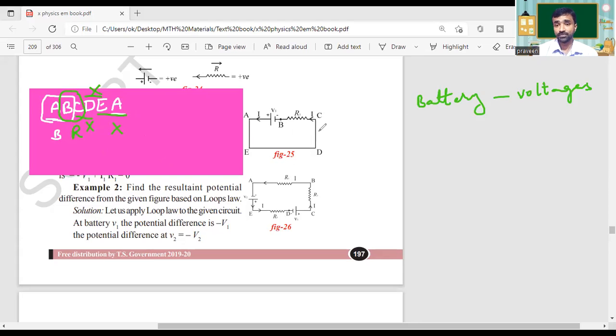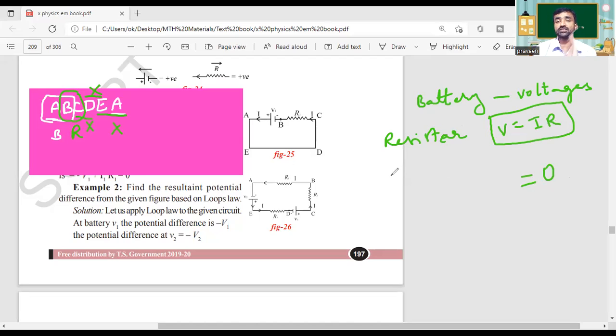But in case of a resistor, how do you find the voltage? Here we take the product of the current in that branch and the resistance of the given component. So V equal to IR. Within the loop, the sum of the voltages must be zero. So I applied that, then I need to calculate the sum. A to B, I have a battery, moving from positive terminal to negative terminal, so a negative sign is applied: V1 with negative sign.